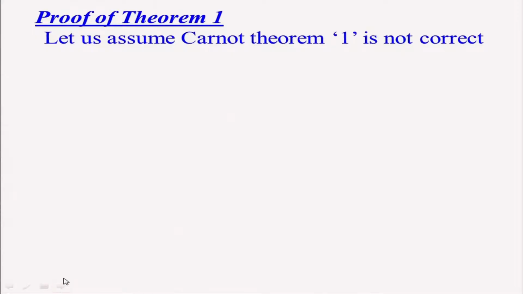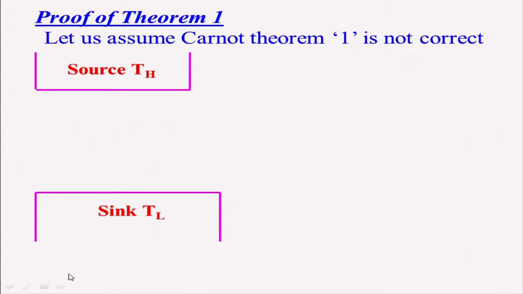So, we will look at whether it is true or not by using the deduction method. So, we will do that now. Let us assume that the Carnot theorem is not correct. That means there is a heat engine which has a higher efficiency than the Carnot engine, and both are operated between the same temperature source and sink.